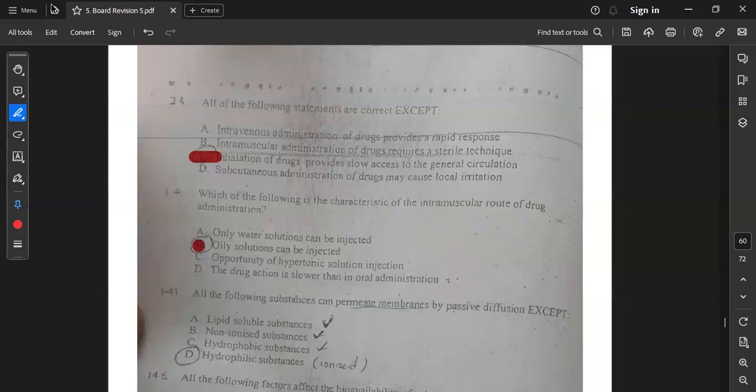Yeah, so the answer is hydrophilic substances because of the nature of the membrane.